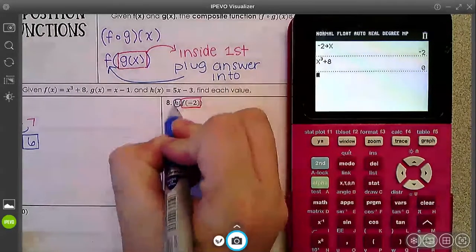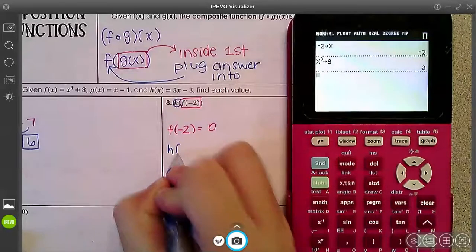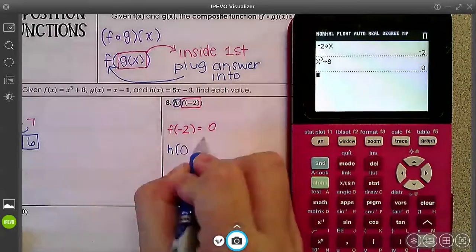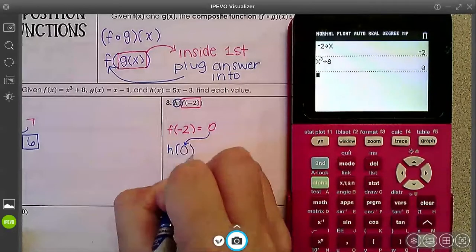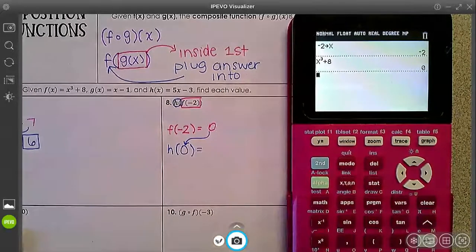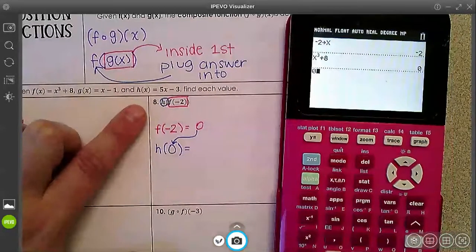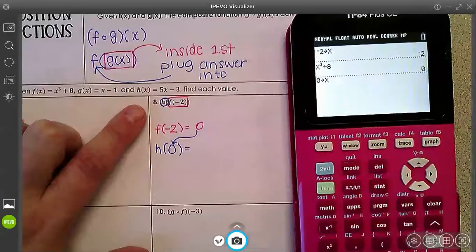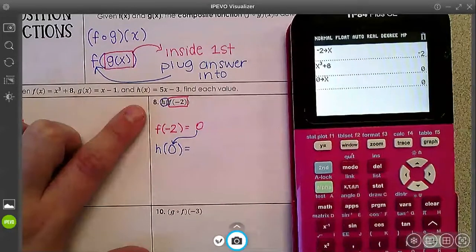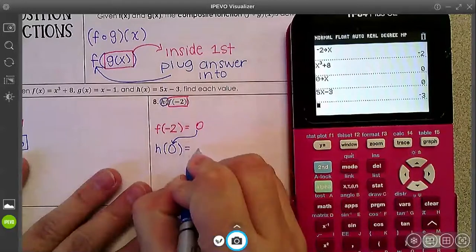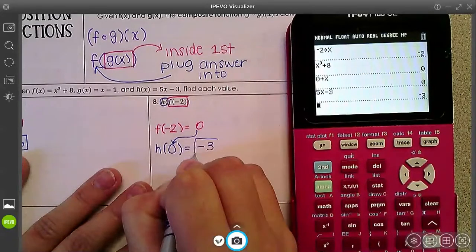H. We go to the outside. And what number am I plugging in? 0, right? We take our answer from before, and that's the number that we plug in. So I'm going to do 0, store that as x, hit enter, and then my h function is 5x minus 3. And we get negative 3.